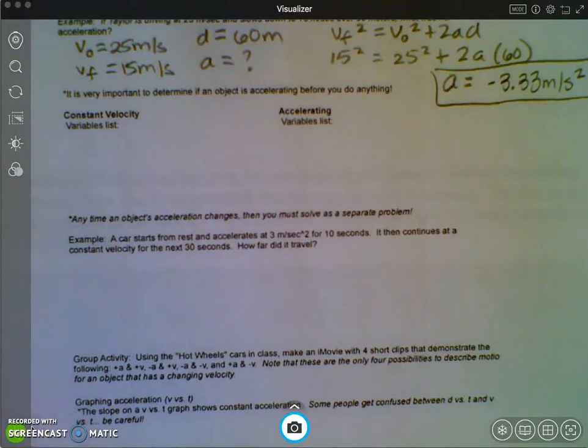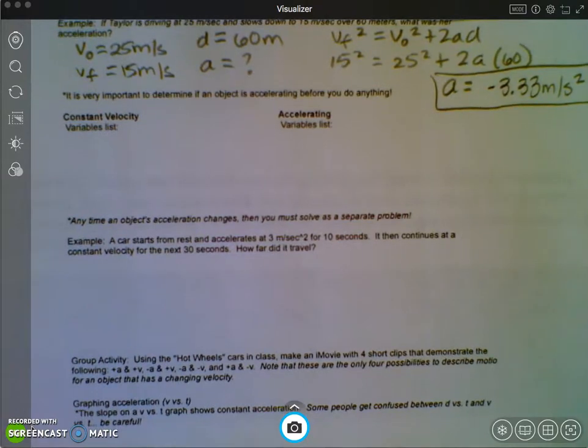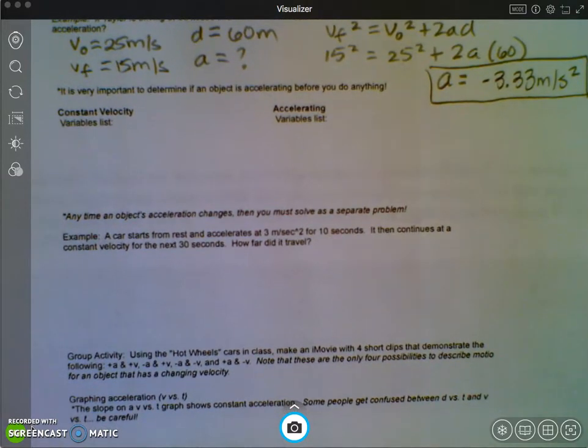Okay, so this is Unit 1, Lecture 2, Part 2. This will not take very long. I just want to make sure that you have an example of one of these more difficult problems because they will come up, and this way you can review them whenever you want.